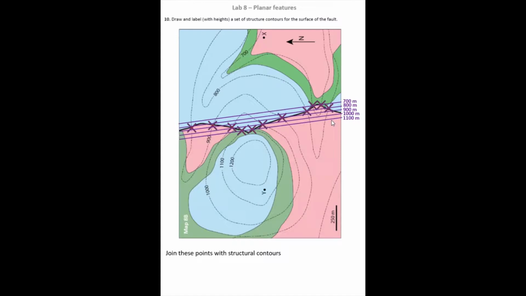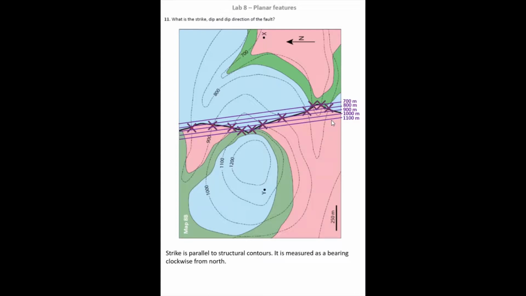Okay, just by looking at these structural contours, you can tell that this feature is pretty steep. Look how closely spaced they are. And you can tell already the direction of dip and the direction of strike. Okay, so now we're asked to find the strike, the dip, and the dip direction of the fault.